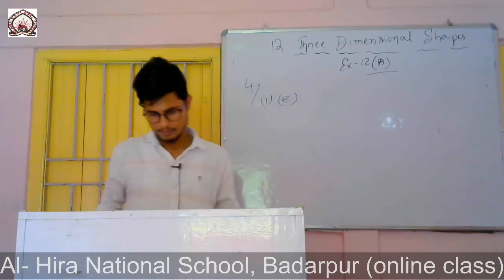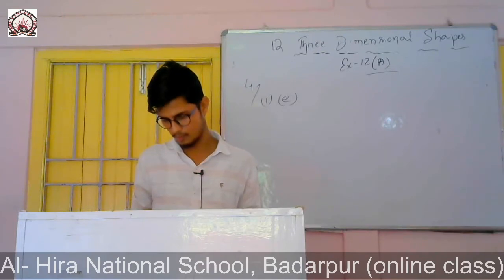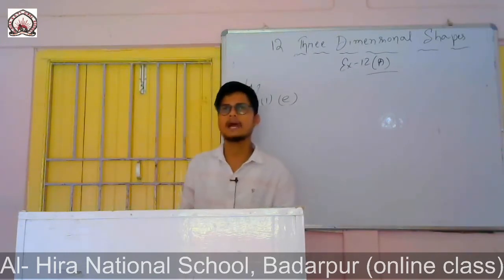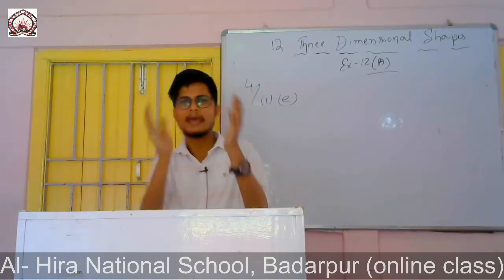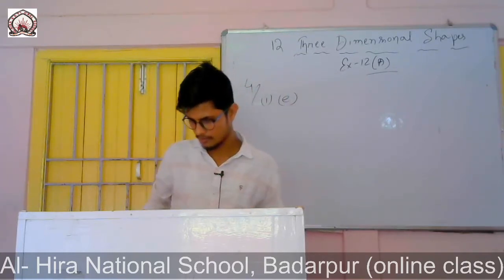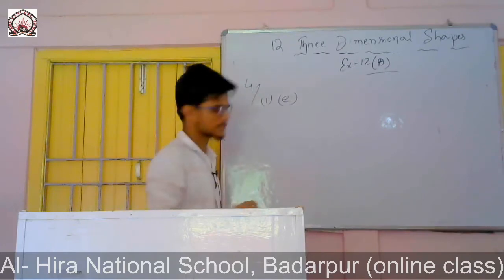Then Roman number 2. One unbroken curved surface. So the surface should be curved, but it should not have any unbroken, means there should not be any edge. So only in case of sphere it is possible. So answer will be sphere. Where is it? It is D. So 2 answer is D.